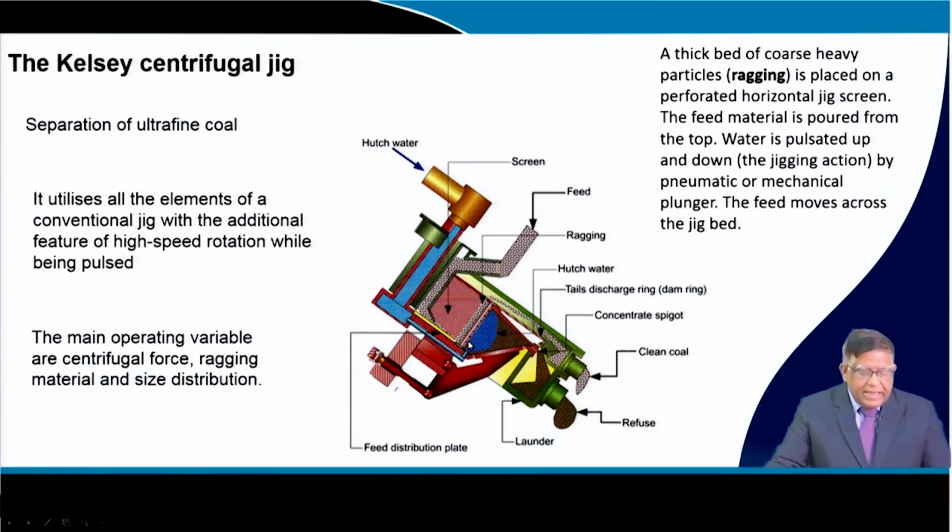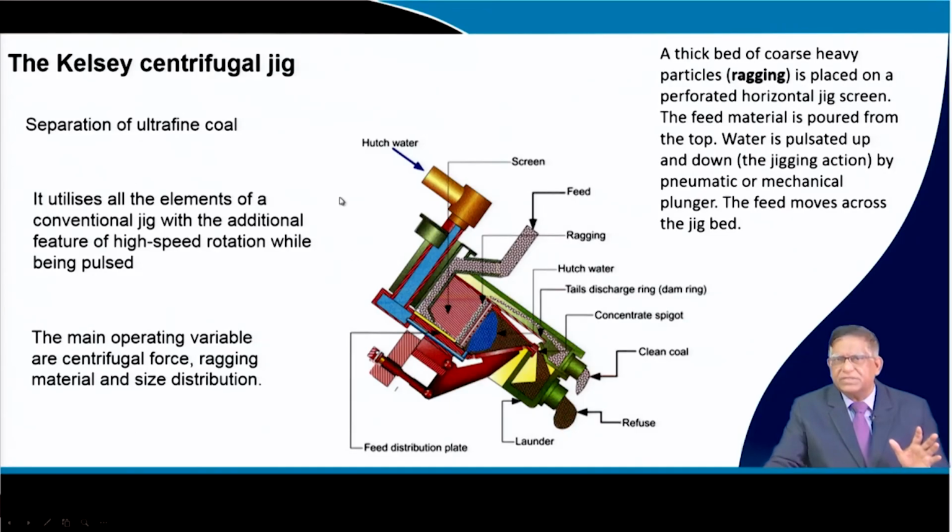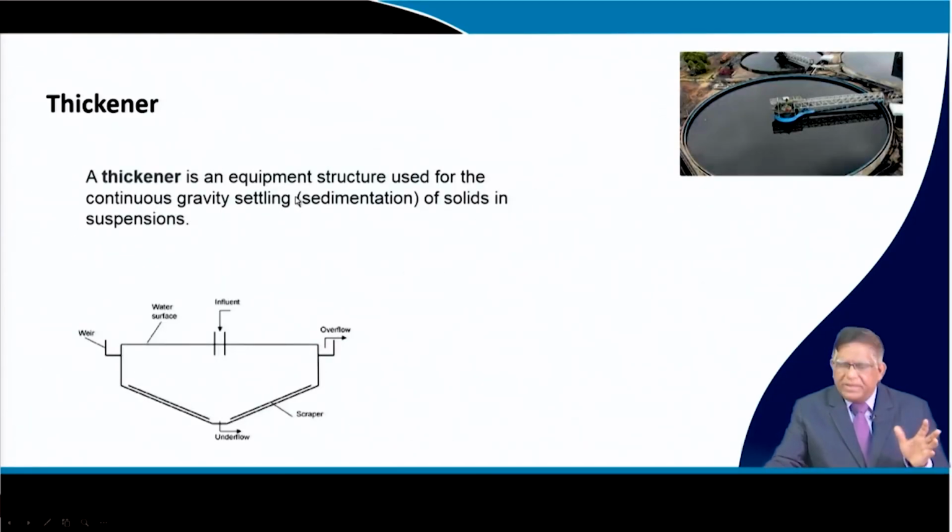So, the main operating variable here is the centrifugal force, how you are rotating it, and then what the ragging is, how you are doing it there, how the quartz particles are kept over there, and how the size distribution in the original feed is. Depending on this, the jig operates. But the basic jigging I told you about in the earlier case.